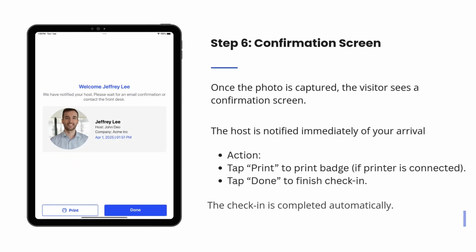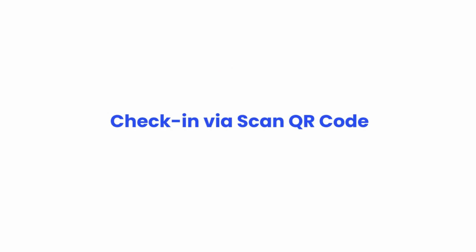Once the photo is captured, a confirmation screen will appear. You will get two options here: if a printer is connected, tap Print to print the visitor badge, or tap Done to complete the check-in. As soon as the check-in is completed, the host receives a notification instantly, and the visitor's entry is saved in the logs. Now let's see the check-in flow using the Scan QR code option.